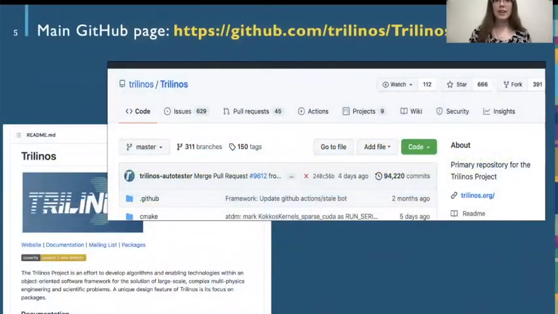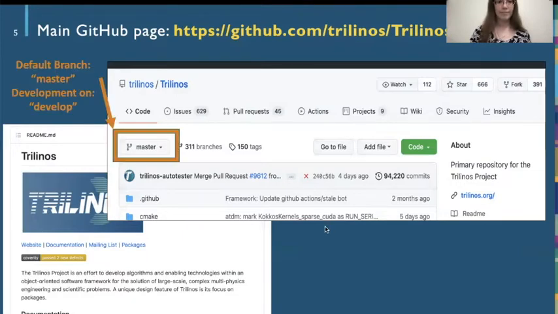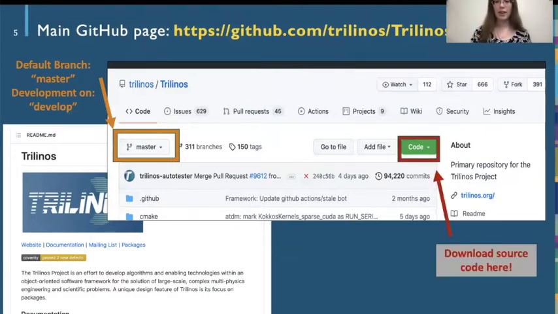The main GitHub page can be found at github.com/Trilinos. When you go to the GitHub page, you will see the main code base for Trilinos, which you can download. The default branch of the Trilinos GitHub is always master, and we do development on the Trilinos development branch. If you want to download the source code for Trilinos, you can do so by clicking the green code button.